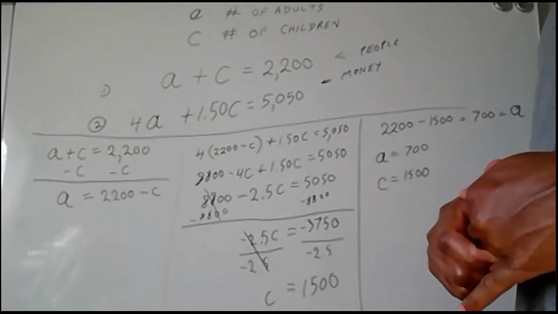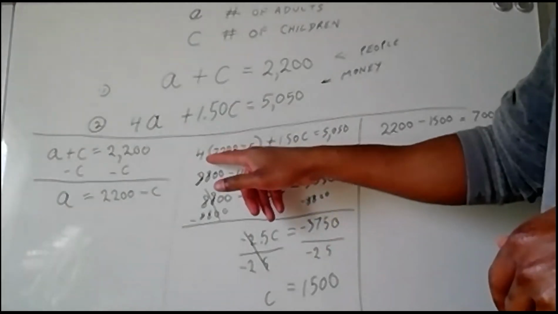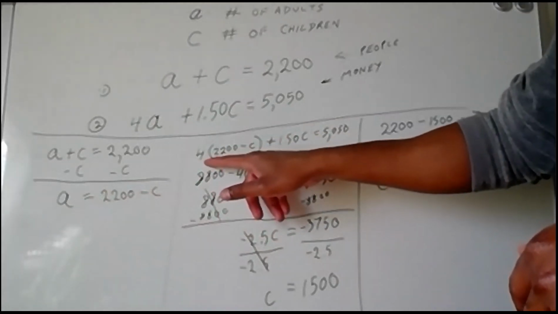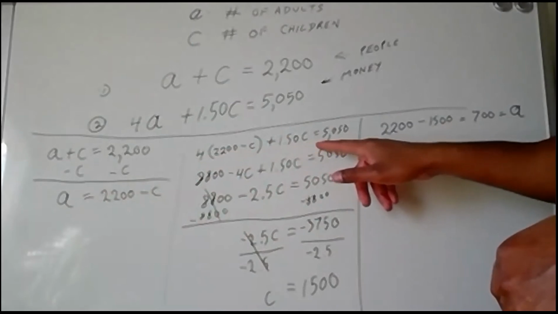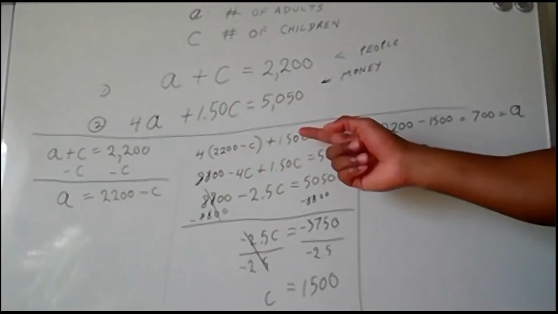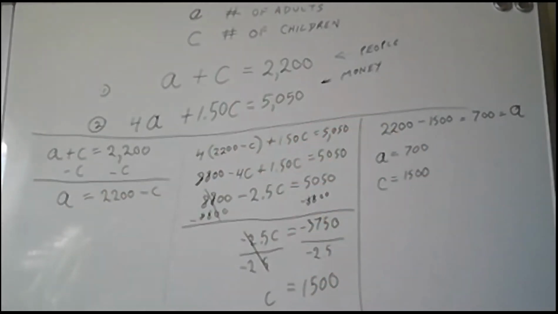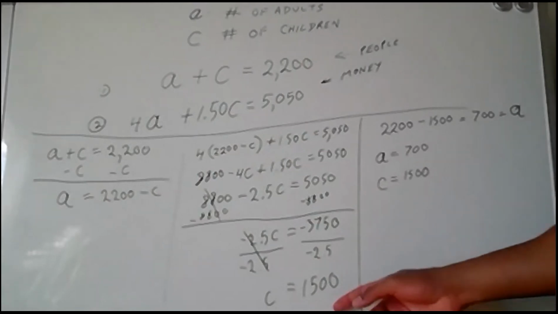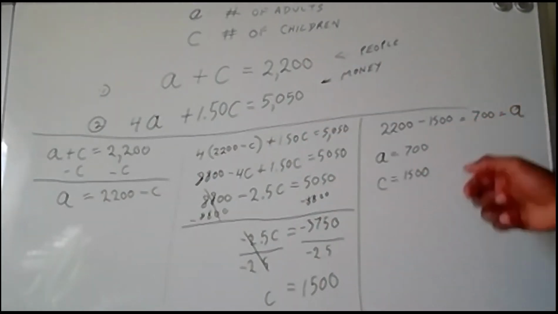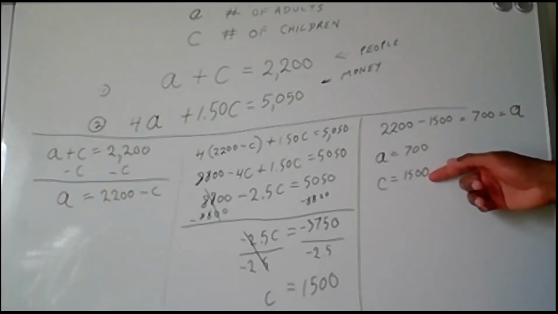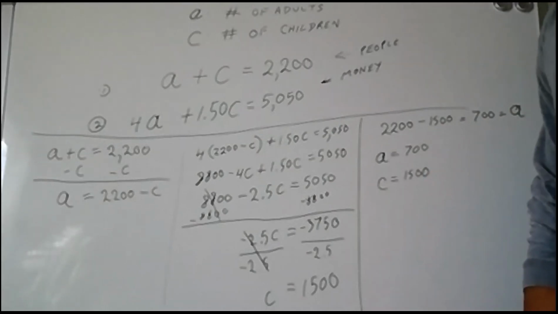Now we were able to solve for C because by doing this, we were able to get rid of A. So now our equation is just filled with C's. There we have one variable to solve for. So we solved for C and we got 1,500. And then we said, if we know how many people there are in all, and we know how many children there are, then we can simply subtract the children from the total to find out how many adults there are, and we got 700. So there are 700 adults and 1,500 children, and that's our final answer.